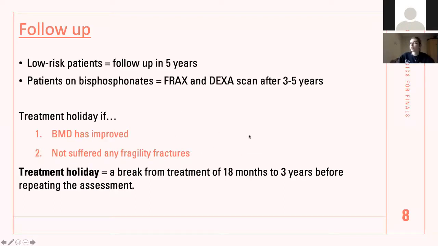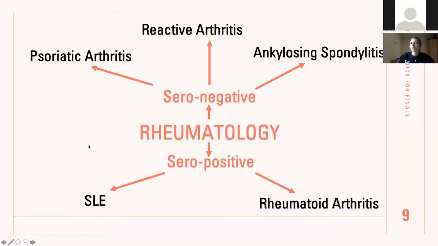So that's osteoporosis. We're now going to move on to osteoarthritis and rheumatoid arthritis. So I've written this little diagram. I'll put it at the end of the presentation as well, because it might make a little bit more sense at the end. But in rheumatology, the 2 subcategories can be seronegative and seropositive. So seropositive refers to the presence of rheumatoid factor or anti-CCP antibodies, and seronegative means these antibodies aren't present. But I'll say this again at the end, so it might make a bit more sense.